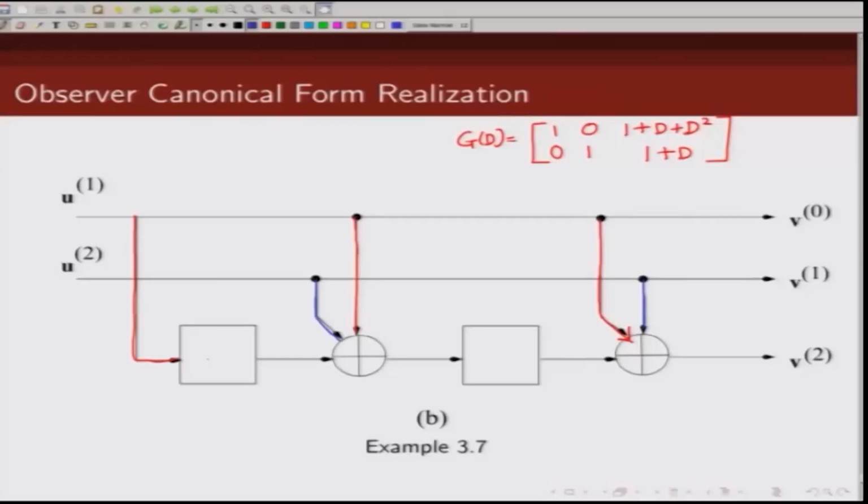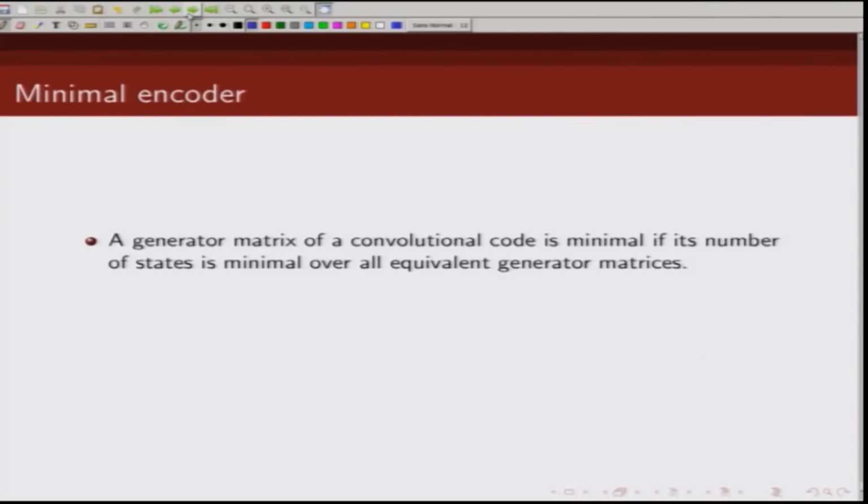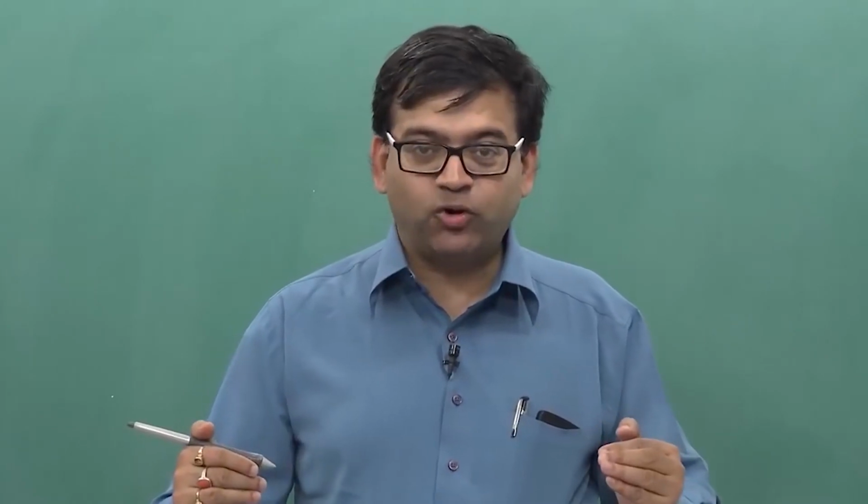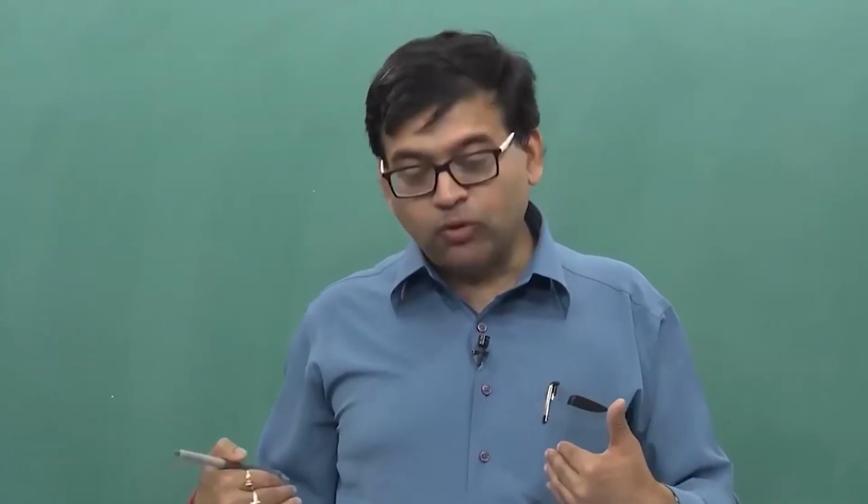And note, we only required 2 memory elements. So for the same encoder, here we require 2 memory elements. For the controller canonical form realization, we required 3 memory elements. So that brings us to this notion of minimal encoder. We saw the same convolutional encoder with the same generator matrix can be realized in 2 different ways, one that resulted in 3 memory elements, the other that resulted in 2 memory elements.